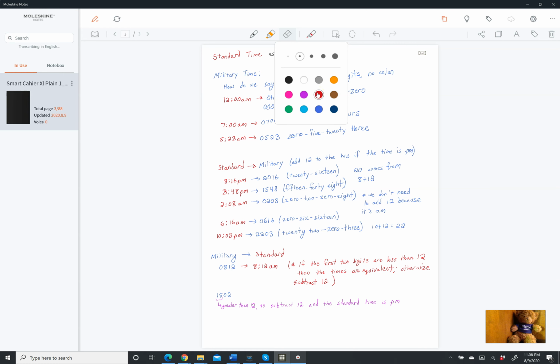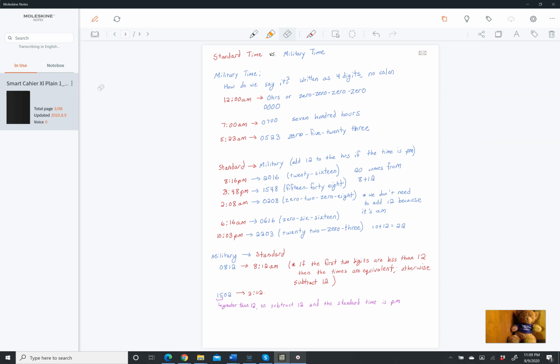So what does this translate to? Well, 1502, when we subtract 12 from 15, we get 3. So this is 3:02 PM. Okay, 15 minus 12 is equal to 3. So you're only looking at the first two numbers in order to figure that out. Here, 8 is less than 12, so you don't have to subtract. But 15 is greater than 12.